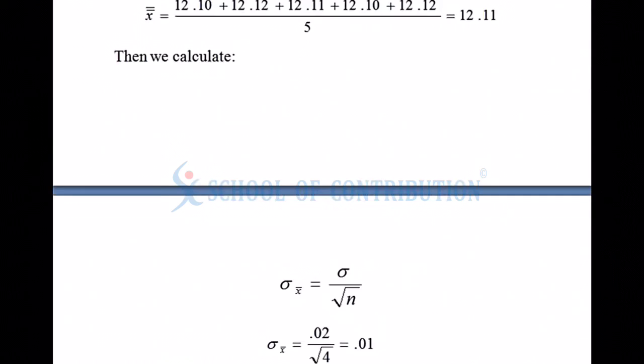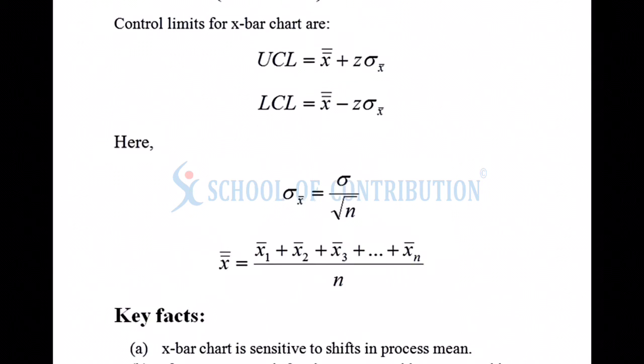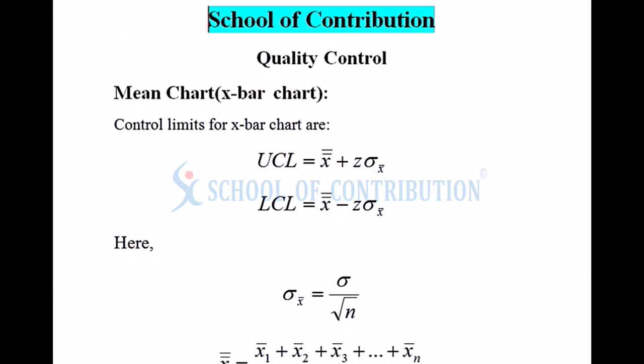So far, using the mean chart, we have solved this math, and we have seen how to calculate the control limits and how to give the decision on the basis of the mean chart using these control limits. And that's all from this video.